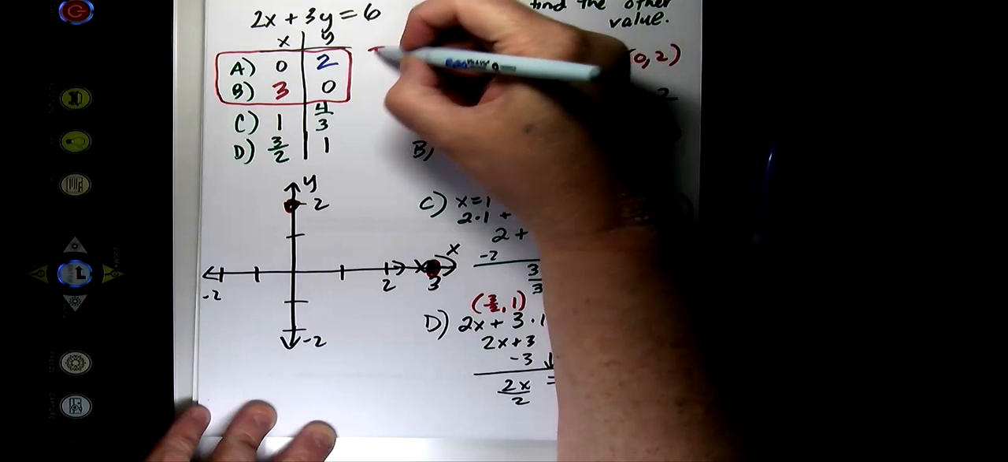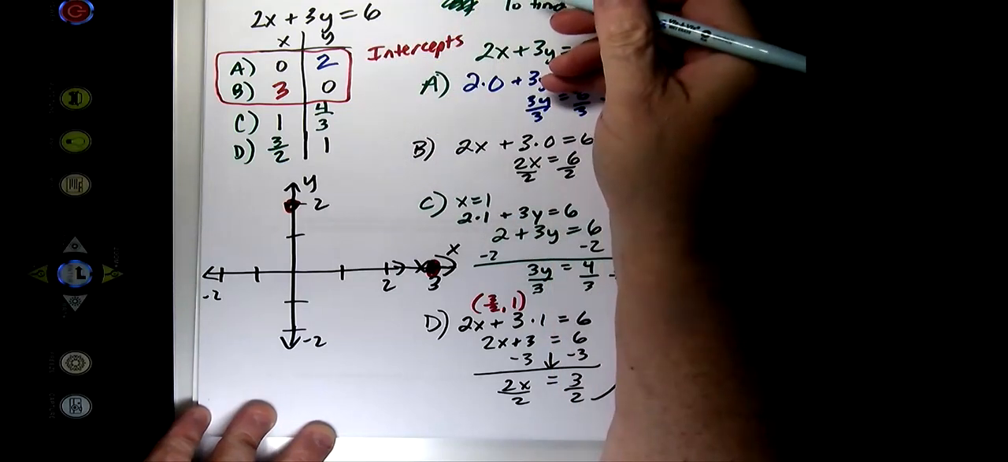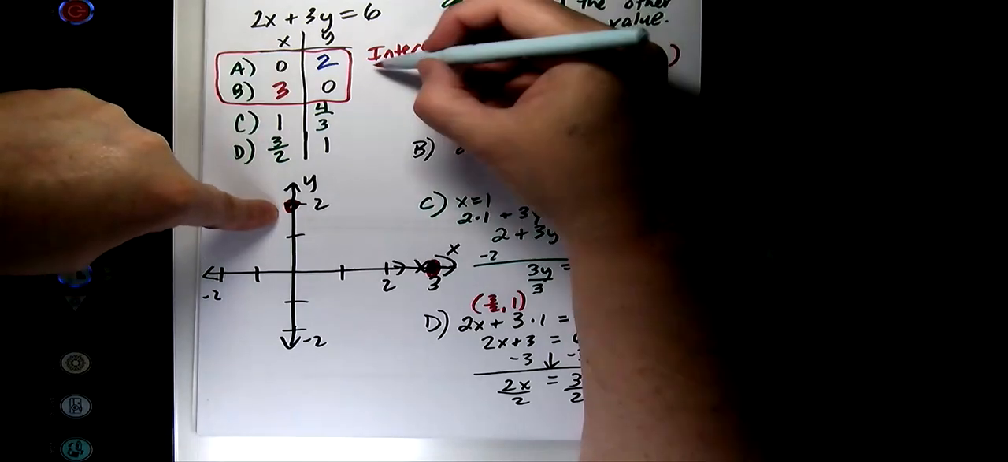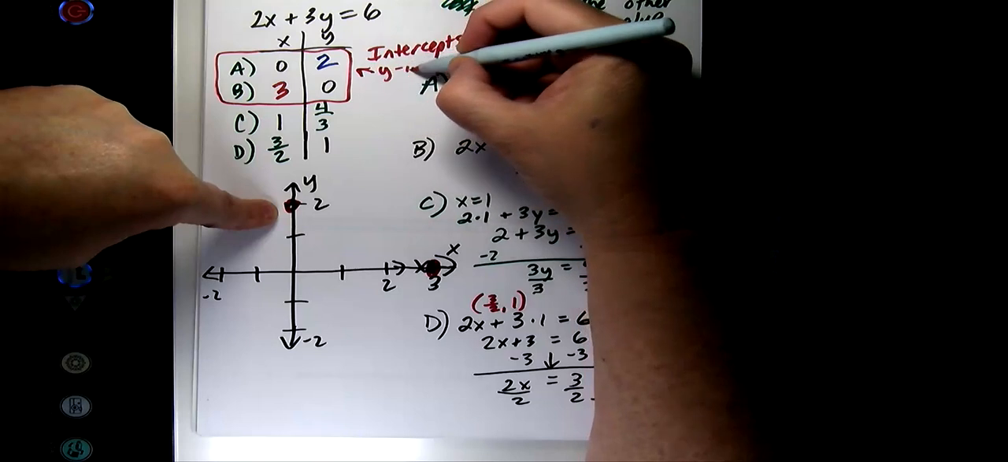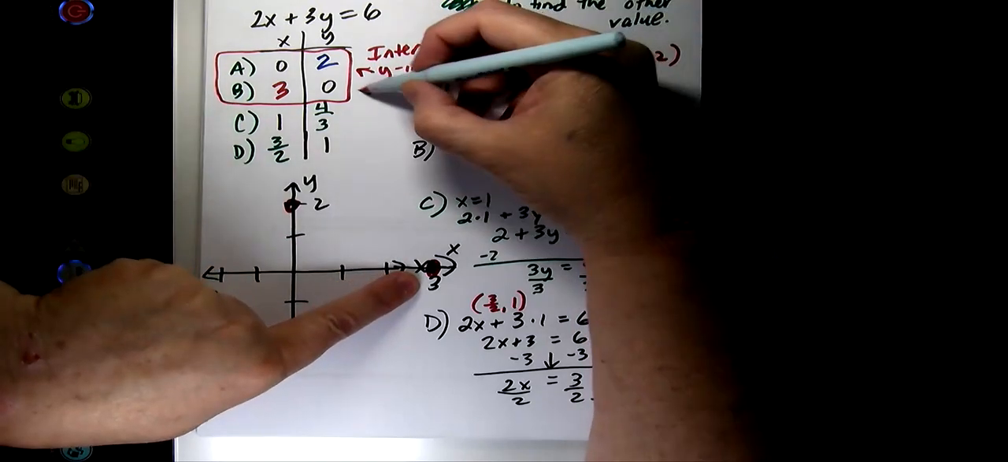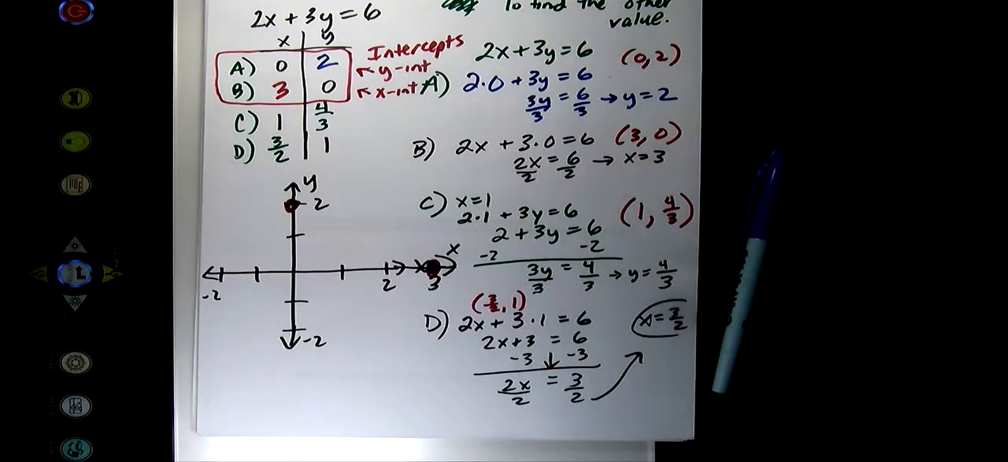These are called the intercepts. 0, 2 is crossing the y-axis, so this one is the y-intercept. And 3, 0 is where it hits the x-axis, so this is the x-intercept. It's where the line crosses those axes.